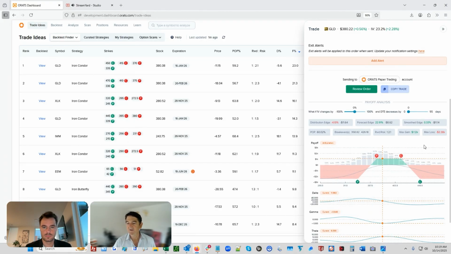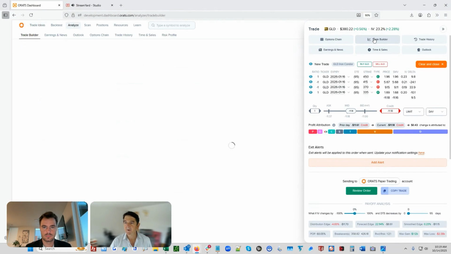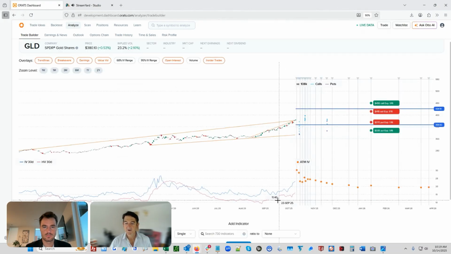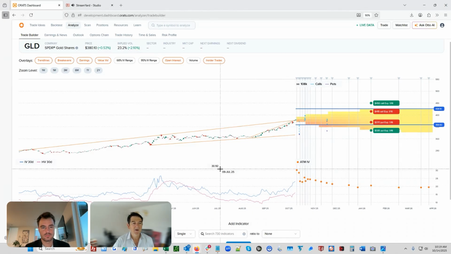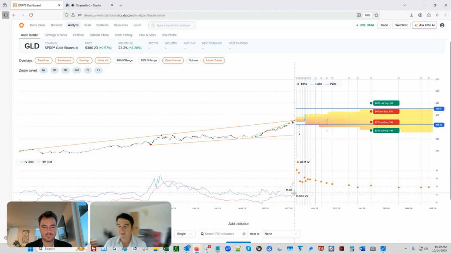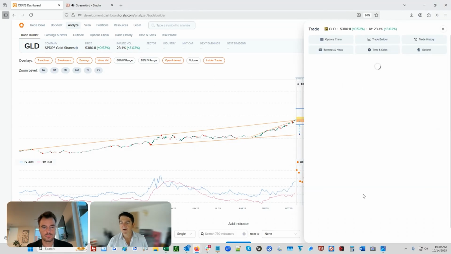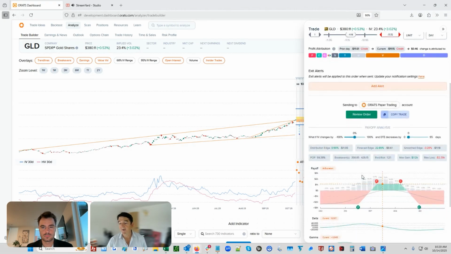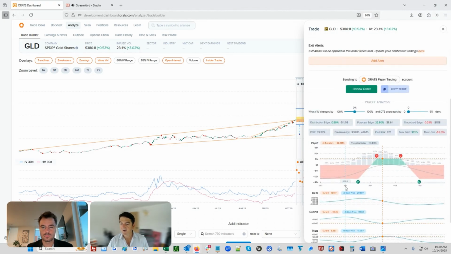Our forecast is still, again, you could go to the trade builder and take a look at gold's historical volatility. It still looks a little low, especially compared to the implied, which is why there's edge there. Actually, this is an Iron Condor. So the Iron Condor is basically selling the meat and buying the wings. So this difference right here is the Iron Condor difference. You're selling that, and so that's why there is positive edge in this particular trade. Positive forecast edge, not necessarily positive distribution edge, which is interesting.